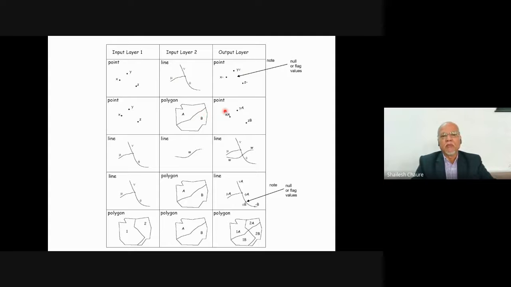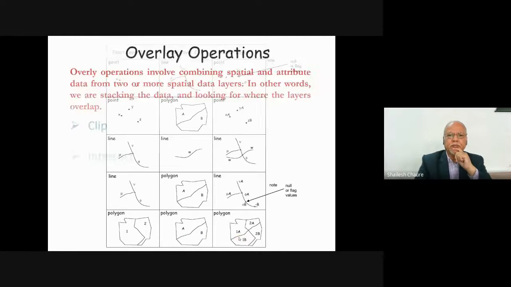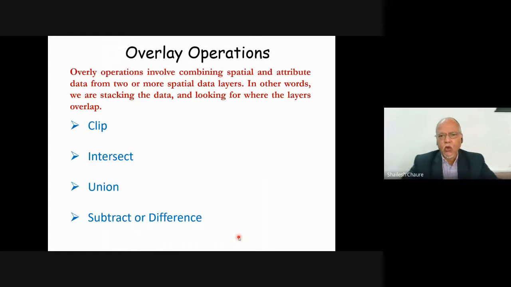Point on polygon will be point because point is the lower dimension. Line on line, it will be line. Line on polygon will be line. Polygon on polygon will be polygon. Okay. So overlay is a general thing. You just take 2 layers and overlay them. What kind of things? What kind of mathematics between 2 layers?